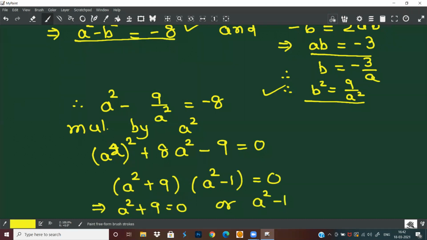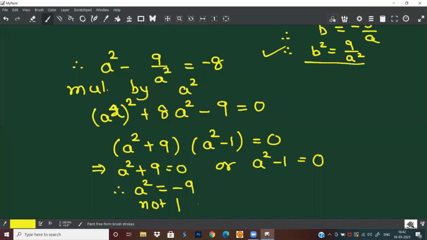Now a square is minus 9, which is not possible because a is a real number. Square of any real number is, tell me, what is the right answer? Non-negative. Absolutely correct. Positive is not the right answer. It can be 0 or positive. So the answer is greater than or equal to 0, or non-negative. Siddhi, it can be 0 or it can be positive, both. So don't say only positive. It should be 0 or positive or non-negative.